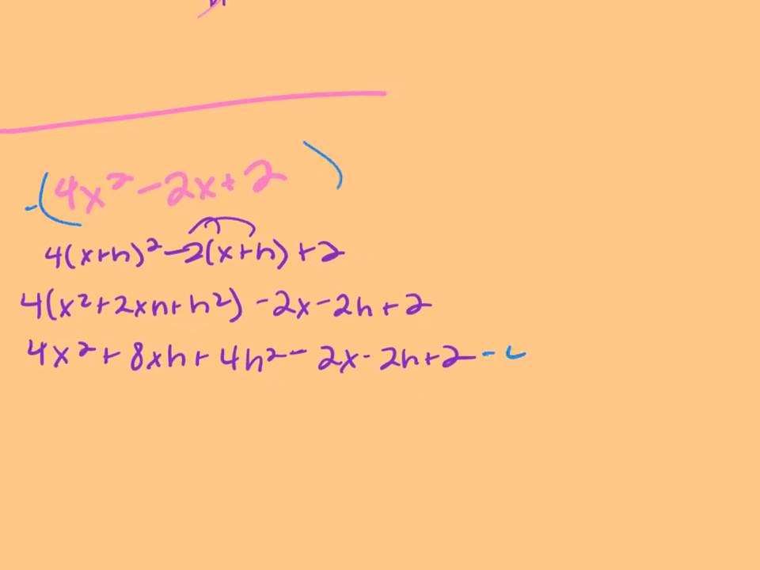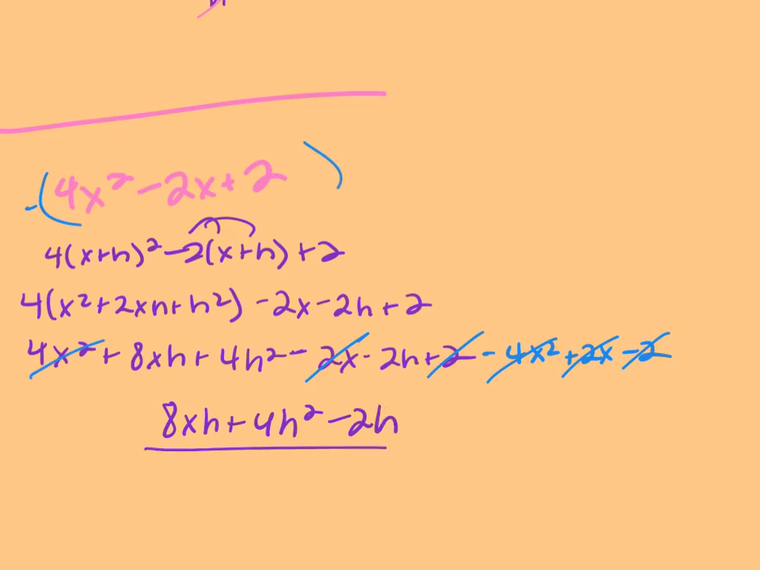It's going to change the signs of the 4x squared, the 2x, and the positive 2. All those signs change. Positive and negative 4x squared cancel. Positive and negative 2x cancel. And positive and negative 2 cancel. And I get 8xh plus 4h squared minus 2h. Last step is put it all over h and then cancel the h's from each term. And I get 8x plus 4h minus 2.